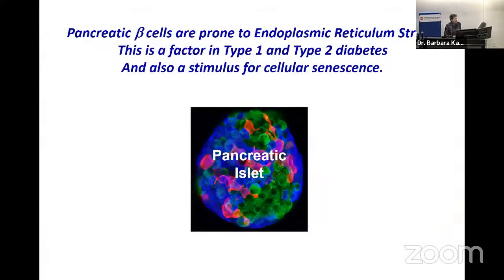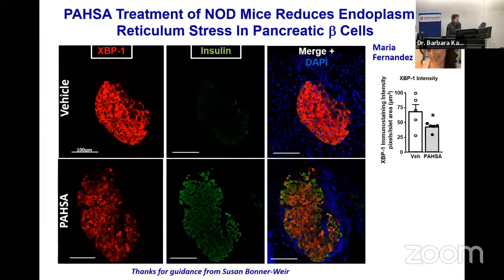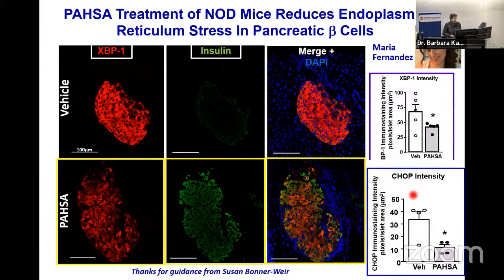So beta cells are prone to endoplasmic reticulum stress, and this is a factor in both type 1 and type 2 diabetes, and also a stimulus for cellular senescence. So Maria Fernandez stained these pancreas sections for XBP, which is a marker of ER stress. So you can see the red staining in the vehicle-treated decreased with PASA treatment. Here's the insulin staining. You can hardly find it in the vehicle-treated NOD mouse, but lots of insulin staining with PASA treatment. And when you do the merge, you can see that there's reduced XBP in insulin staining cells. Here is the quantitation, and she also looked at CHOP, another marker of ER stress. So PASAs reduce ER stress in islets in vivo.